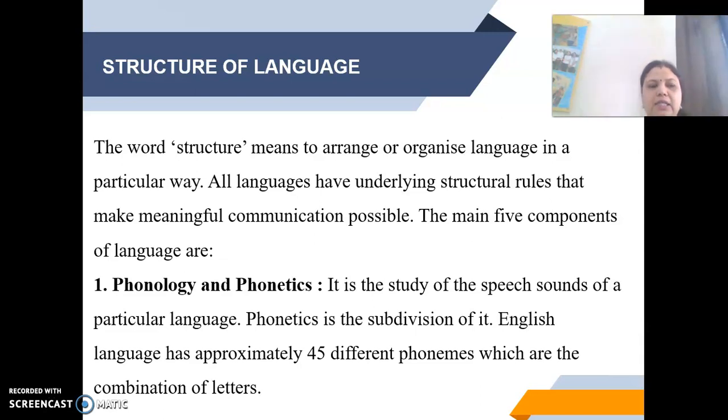Phonetics also deals with the production, transmission, and reception of the sounds of human speech. The respiratory system, the phonatory system and the articulatory system of the human body are involved in the production of speech sounds. Lungs, muscles of the chest, and the windpipe or trachea are the main respiratory organs which help in the production of sound.